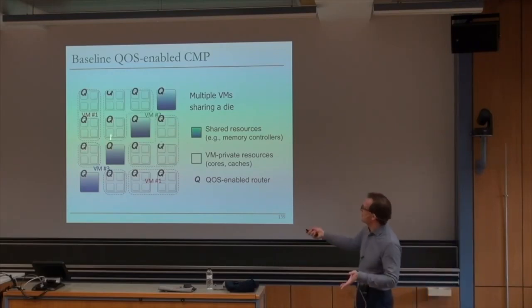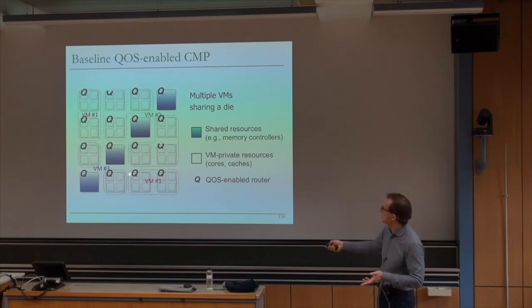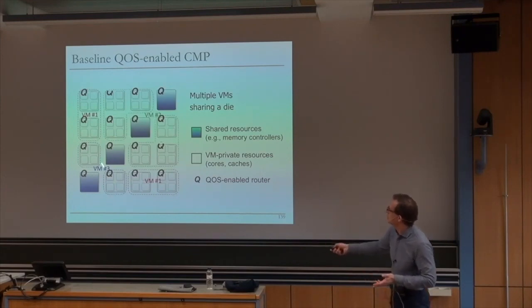And you have quality of service enabled routers everywhere. And you may have a mapping of virtual machines look like this. Virtual machine may be mapped to these cores, for example, number 1. Virtual machine number 2 may be mapped to these cores. Virtual machine number 3 may be mapped to these cores.